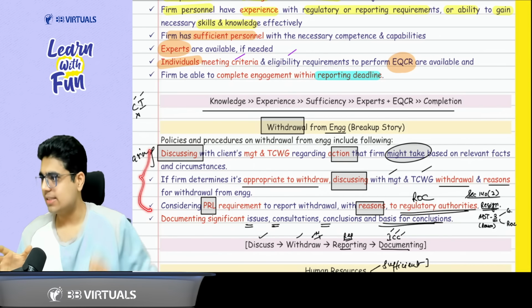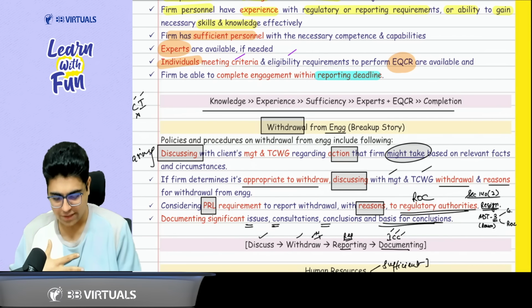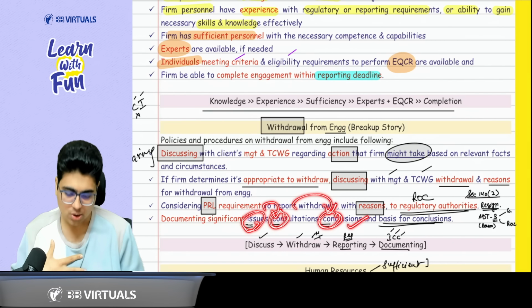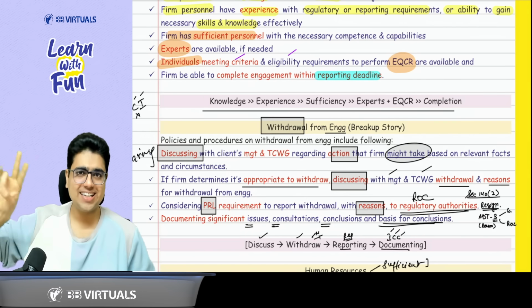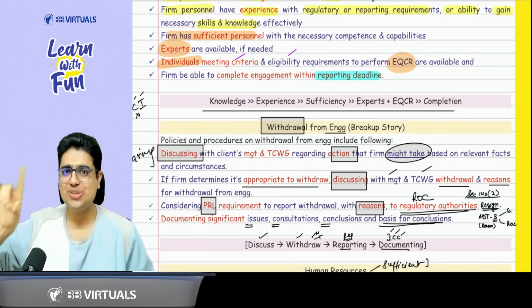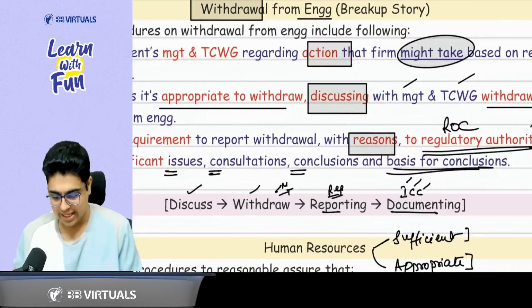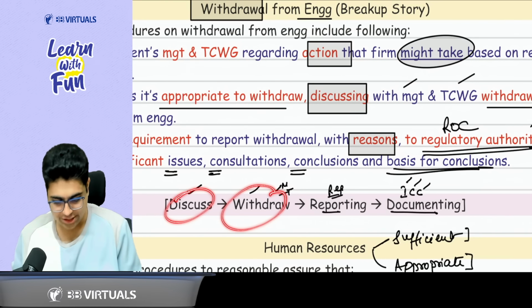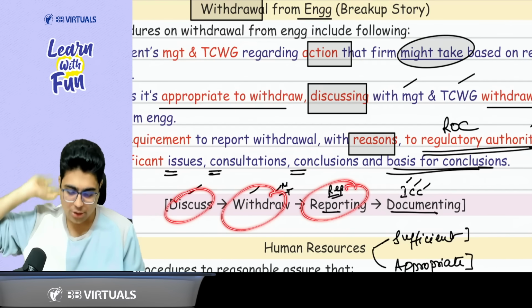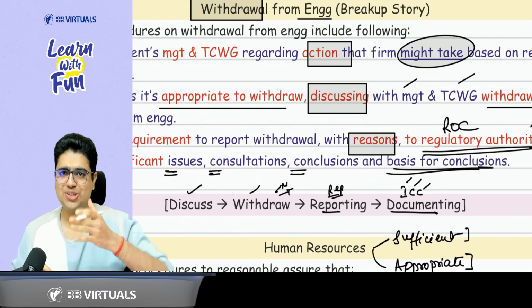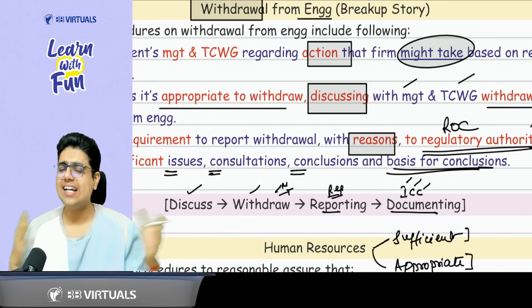Three points done, sir. And last, you need to document what is the issue you were facing, on the issue what is the consultation you took, and on the consultation what were the conclusions that you reached. So issues, consultation, conclusion. Say with me: issues, consultation, conclusion. These things you need to document. So this is a quick summary. Discuss with the client, then withdraw. Also report to the regulatory authority and document the ICC. ICC means the issues, consultations and conclusions.